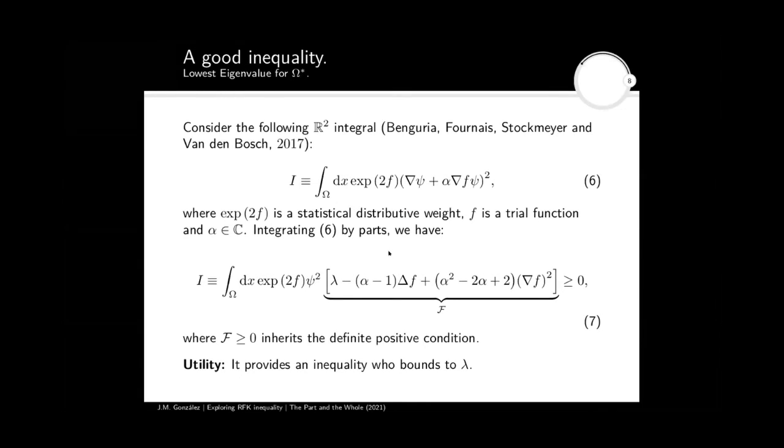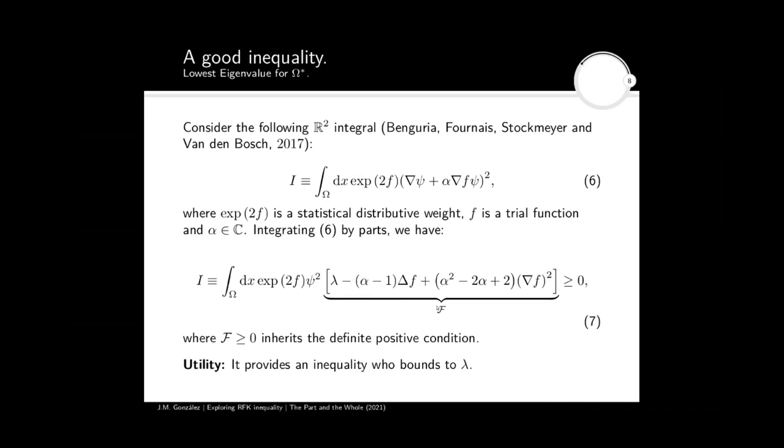Our focus is now to find the lowest eigenvalue for the disk, that is, the omega star region. For this purpose, we consider the integral in R2 posed by Van Guria, Nestot, Meyer, and Van den Bosch in the paper of Van den Bosch from 2017, given by 6. This is the R2 integral, which is definitely positive because it is a bilinear form. If we subsequently integrate 6 by parts, we obtain 7, where one can note that a calligraphic F function has been defined which inherits the positive definite condition.